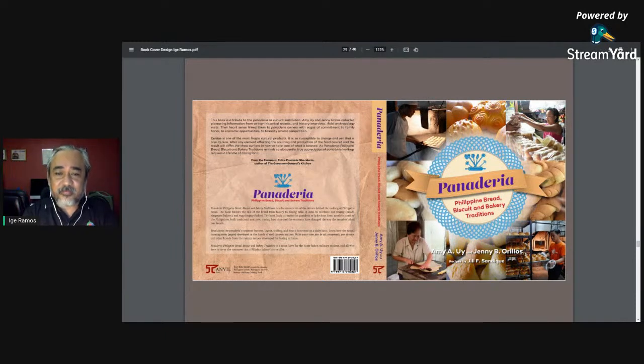what do you call this? An old-style bakery, old school bakery, like Hizons. So this is what I wanted to convey in the design. And at the same time, you have that Manila paper on the back cover, like the wrapper for pandesal. So there. Okay, next.